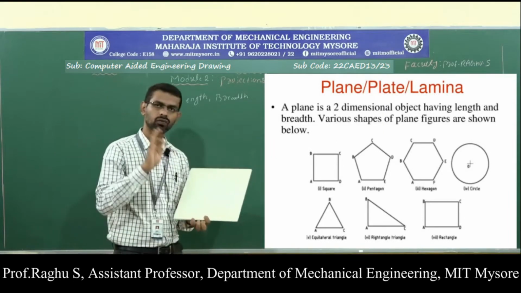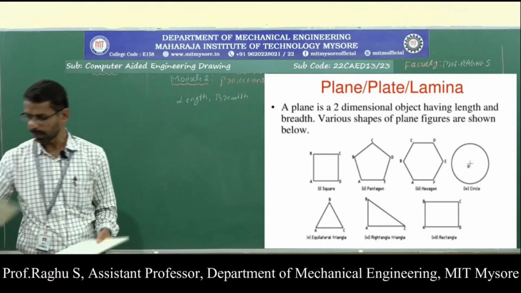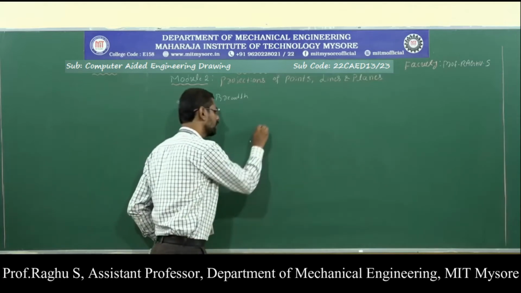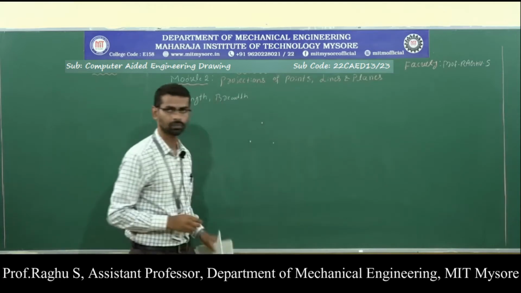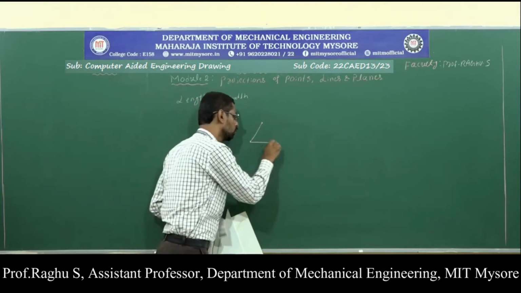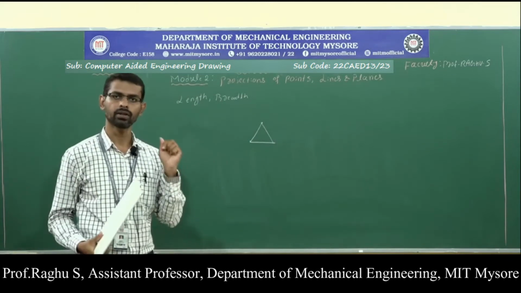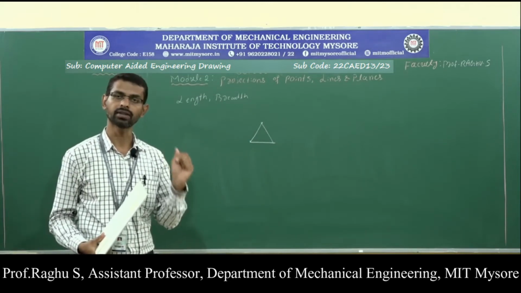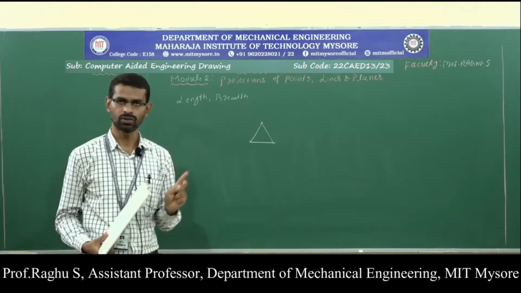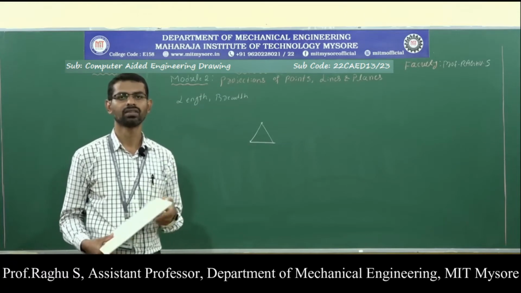Next, a plane is formed by minimum 3 points which do not lie on the same straight line. So a plane is a two-dimensional surface having only length and breadth with a negligible thickness. So it has only two dimensions and the third dimension is negligible. The third dimension is thickness.